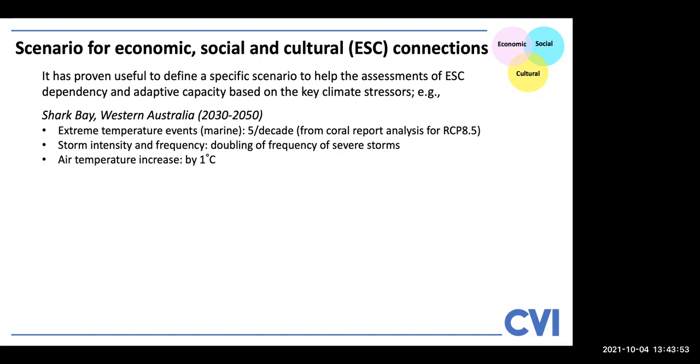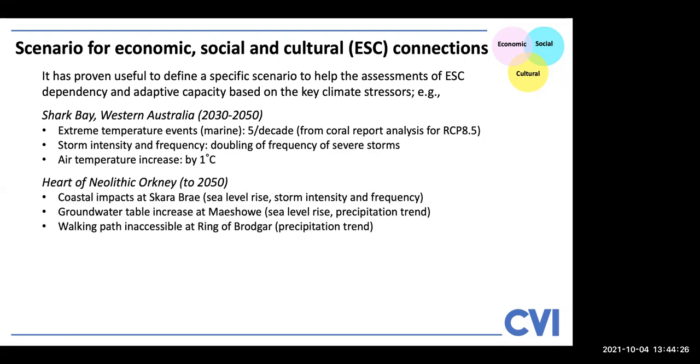And so for this scenario, looking forwards, the workshop group there made the decision to look at a frequency of extreme temperature events occurring 5 times per decade based on scientific projections, a doubling of the frequency of severe storms, again based on projections, and then air temperature increase by 1 degree Celsius, also based on those IPCC forecasts, projections.